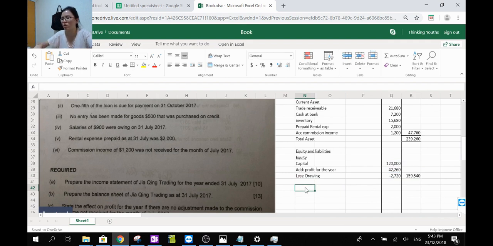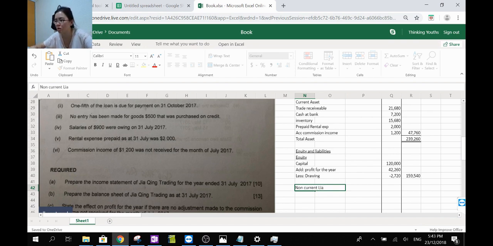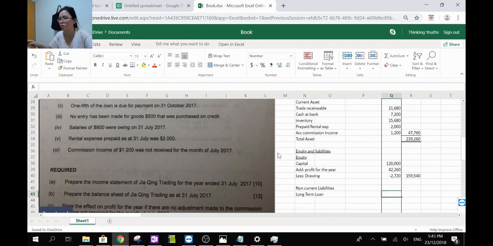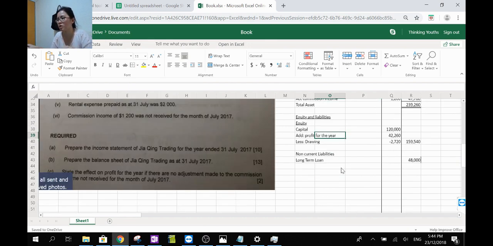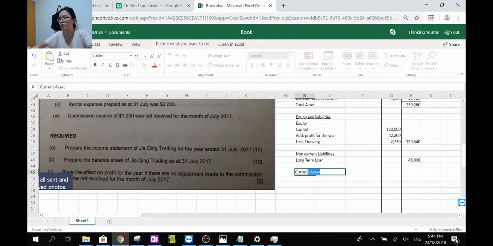Then next we go to the non-current liabilities. So this is long-term loan. Long-term loan, we actually have an adjustment for 1/5 of the portions will be repayable in October, so we will minus that out because that one will fall under current liability.